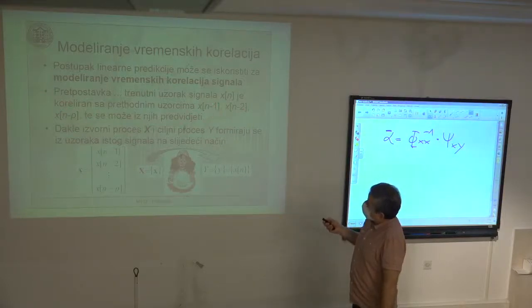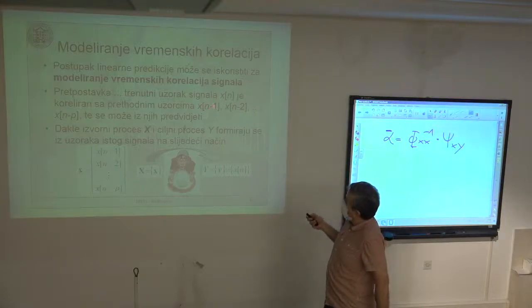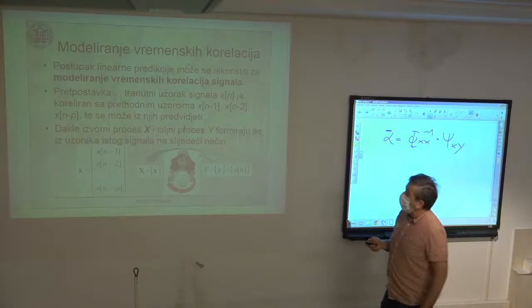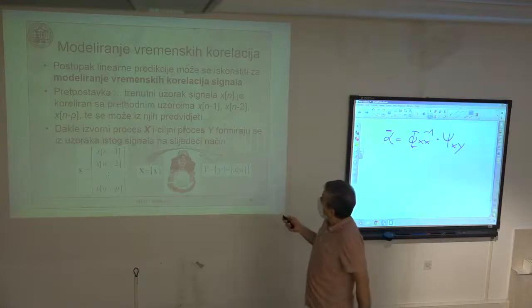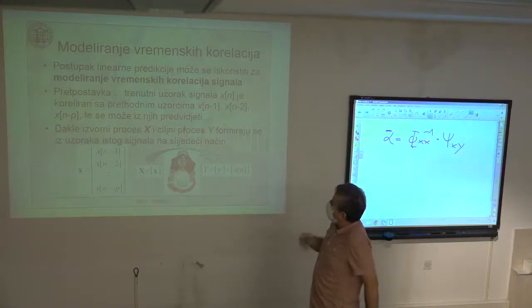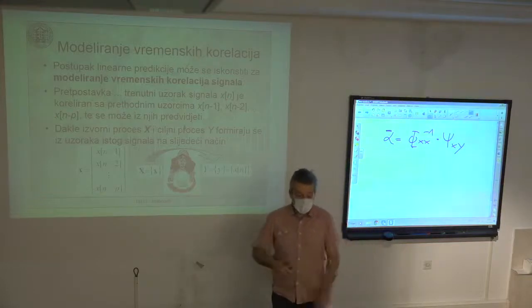So I said for real-world signals, there is a correlation between the current sample and preceding samples. One sample before, two samples before, up to p samples before. And if I know this correlation, if I estimate this correlation, then I will be able to predict the value of x of n from the values of the samples that I already have. So I already have samples x of n minus 1, n minus 2, up to n minus p. Now the question is, can I use these previous samples to predict what will come in the current sample x of n?